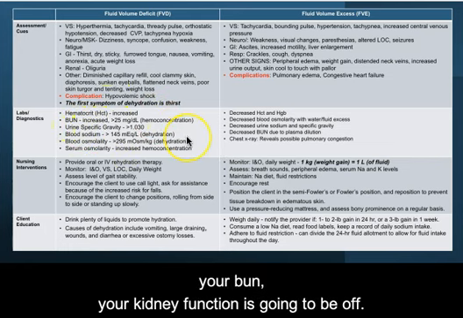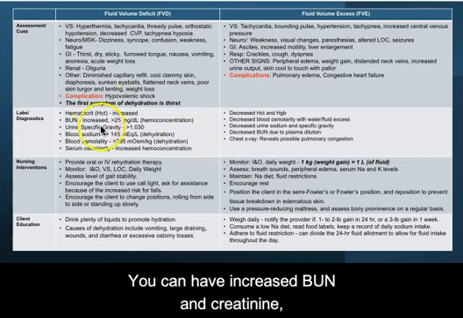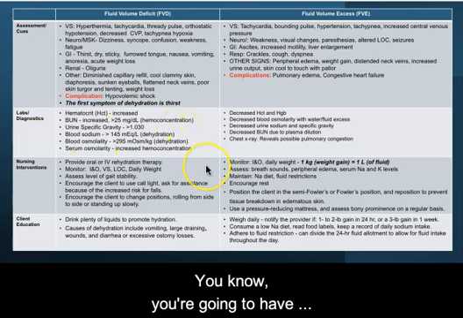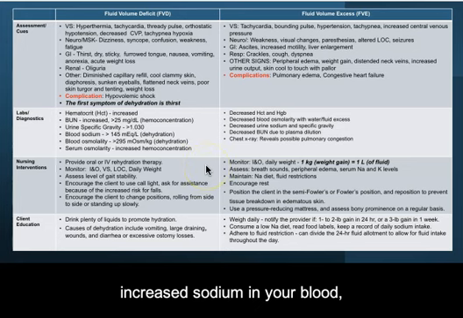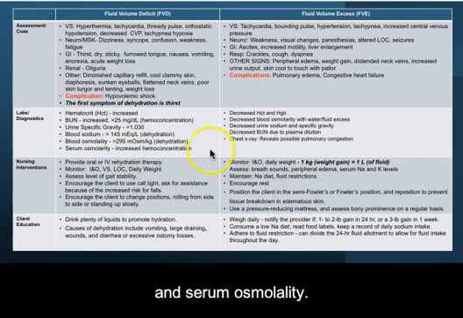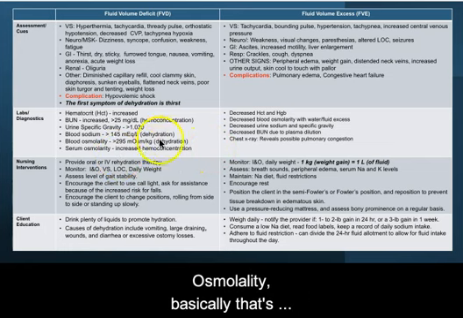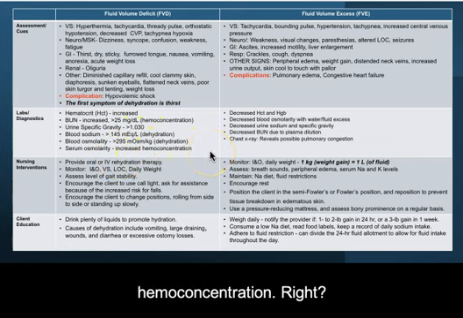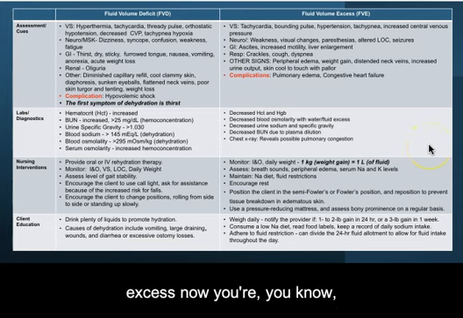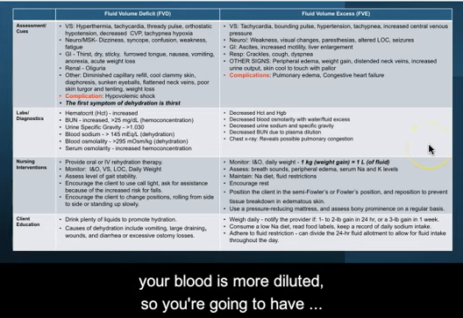Your BUN, your kidney function, is going to be off. You're going to have increased BUN and creatinine. You're going to have an increased urine-specific gravity. You're going to have increased sodium in your blood. You're going to have increased blood osmolality and serum osmolality. Basically, that's hemoconcentration, right? Shows hemoconcentration. Then over here, when you have fluid volume excess, now your blood is more diluted.